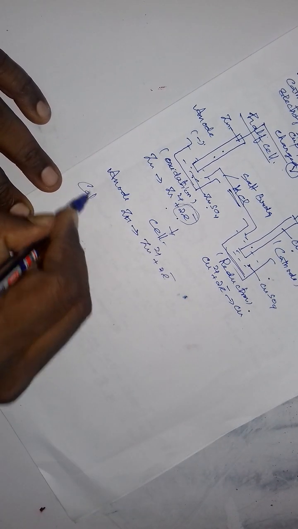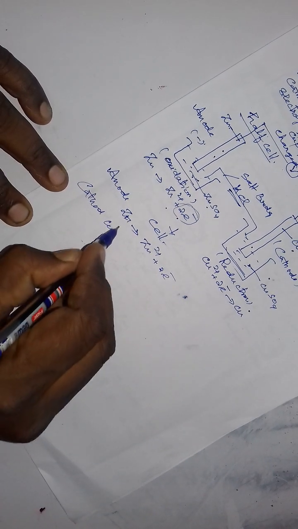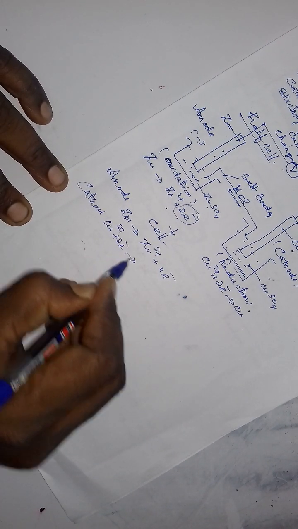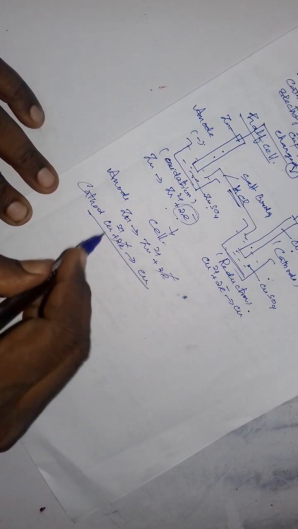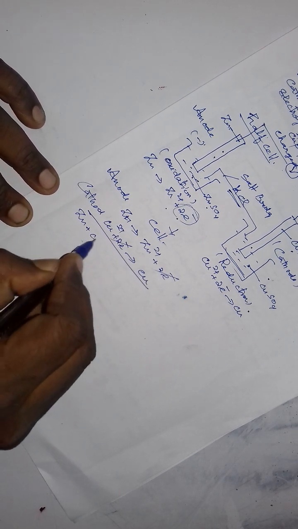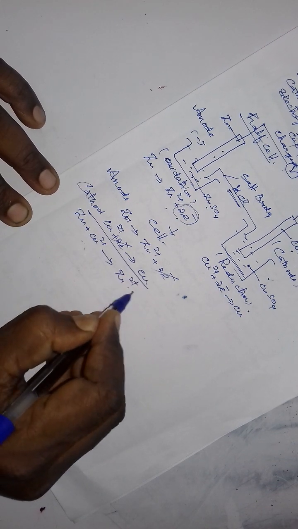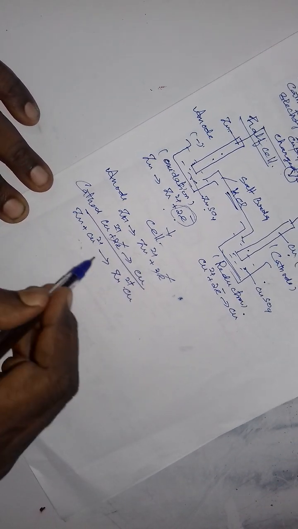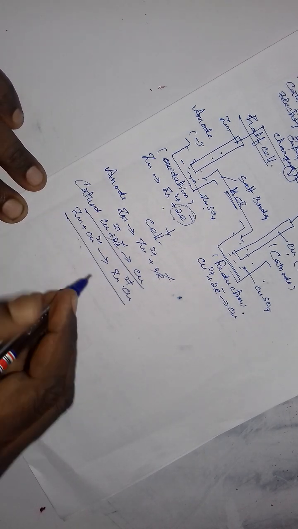At that time zinc gives Zn2+ and 2 electrons. At the cathode, what happens? It is a reduction reaction: Cu2+ plus 2 electrons gives copper. Both the electrons cancel. Then we get zinc plus Cu2+ gives Zn2+ plus copper. This is called the oxidation and reduction reaction.